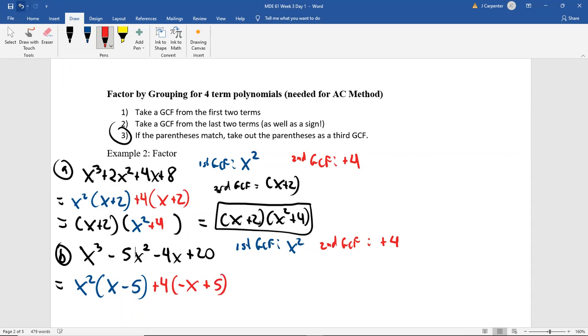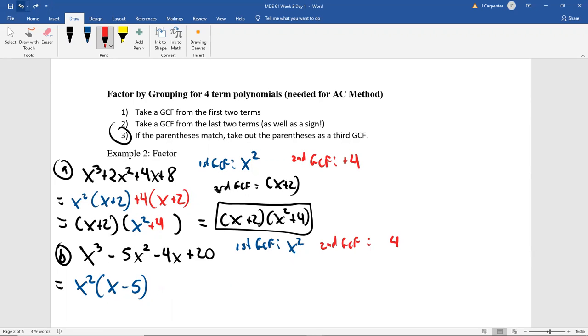So plus 5. Now the third step says the parentheses are supposed to match. That's x minus 5. This is negative x plus 5. There's no match here, which means we haven't done anything appropriately. We're close, actually, because we got an x, we got a 5, but the signs seem to be backwards. So that should be a signal to you to, instead of saying, oh, I shouldn't have taken a positive 4 out, I should take a negative 4 out.